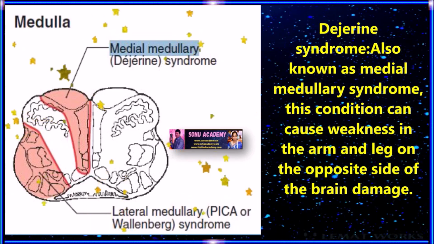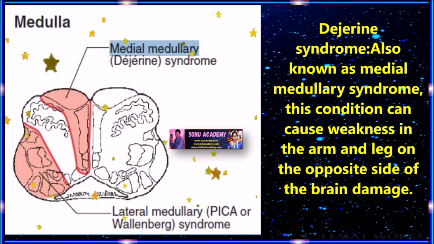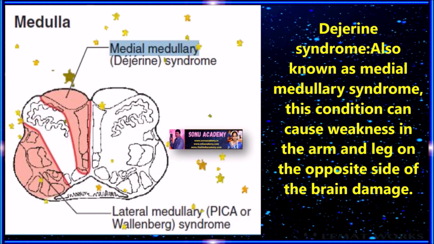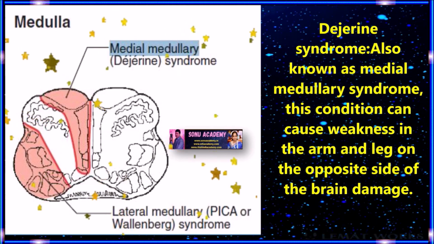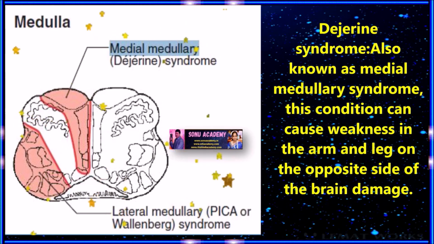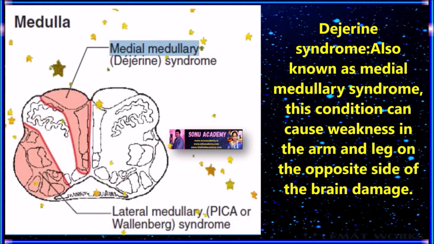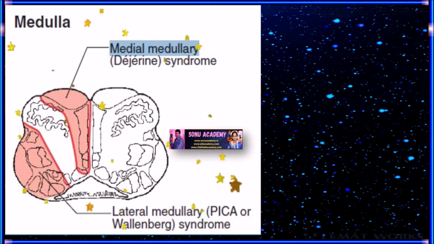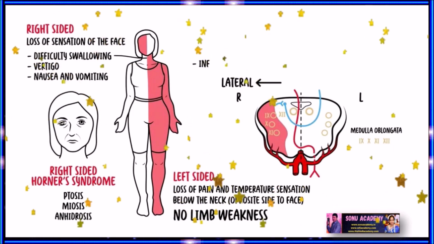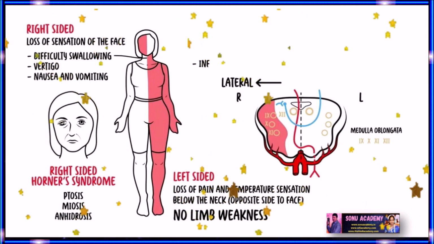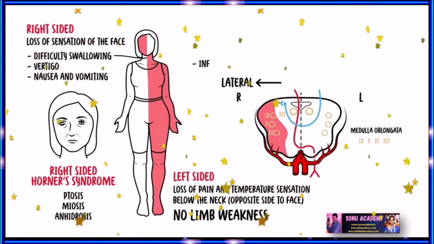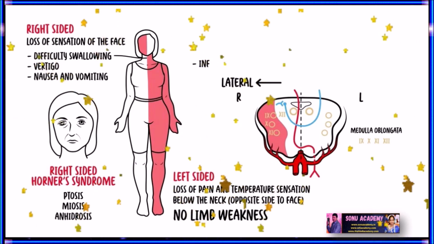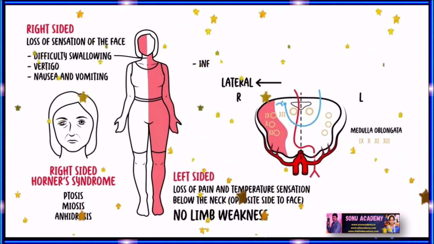Children, let us discuss the other disorders of the medulla oblongata. Dejerine syndrome, also known as medial medullary syndrome. This condition can cause weakness in the arms and legs on the opposite side of your brain damage. Next one is bilateral medial medullary syndrome. This condition can cause respiratory failure and paralysis of all four limbs.